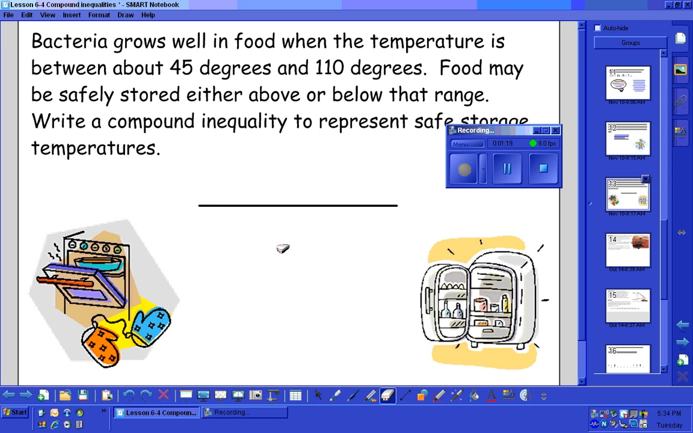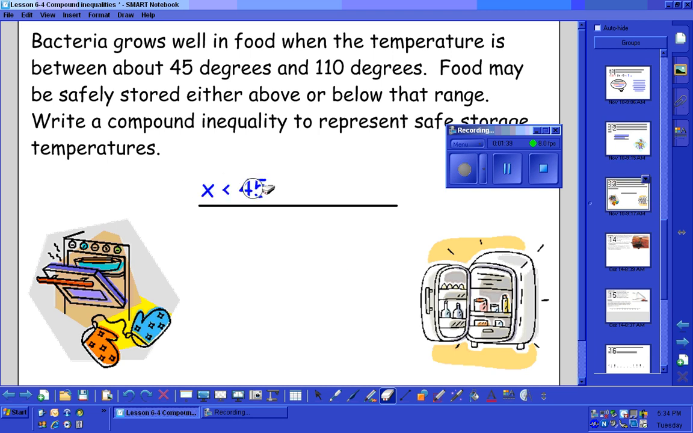You could also consider bacteria growing in food. Sounds lovely when the temperature is between about 45 degrees and 110 degrees. Prime growing conditions for bacteria. You can safely store the food above or below that range. Let's write a compound inequality to represent where you can safely store your food.